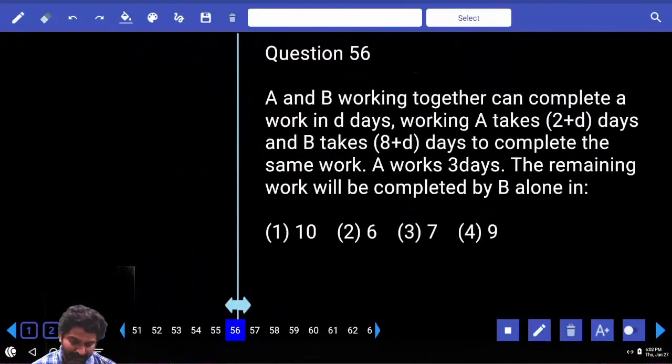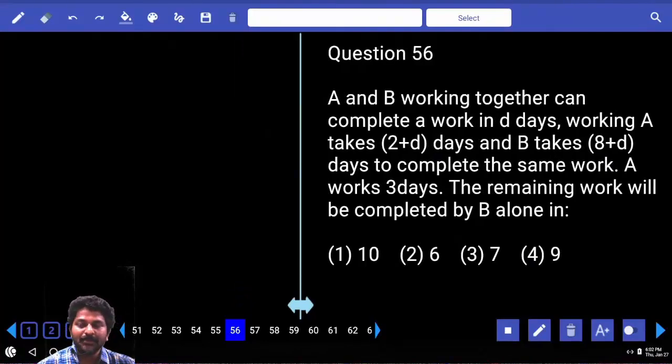Next, A and B working together can complete a work in D number of days. Working alone, A takes 2 plus D days and B takes 8 plus D days to complete the work. A works for 3 days, the remaining work will be completed by B. It might take some more time to identify the D value. I don't recommend you solve a quadratic equation to get the D value, but you need to choose values and then verify. So for that it may take some time.